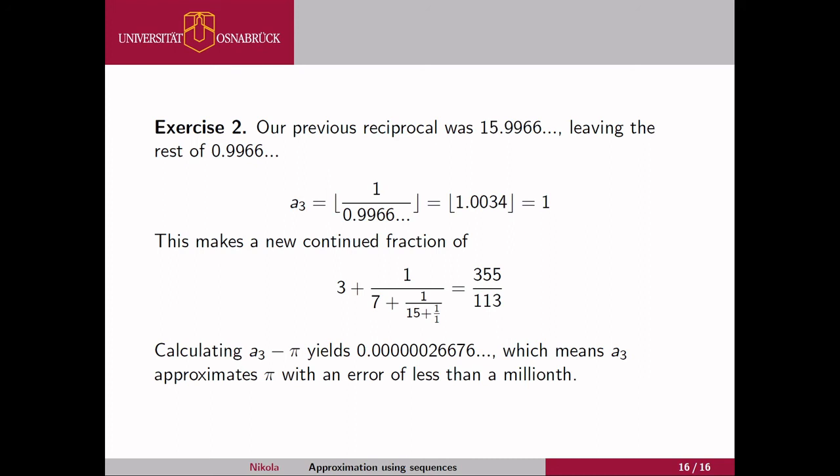So this means A3 is accurate with respect to a third of a 10 millionth to pi, which in my humble opinion is pretty amazing, right? You get a 3-digit rational number, 3-digit numerator, 3-digit denominator, and you're approximating pi with an accuracy of well over 1,000,000. So, pretty powerful method, isn't it?